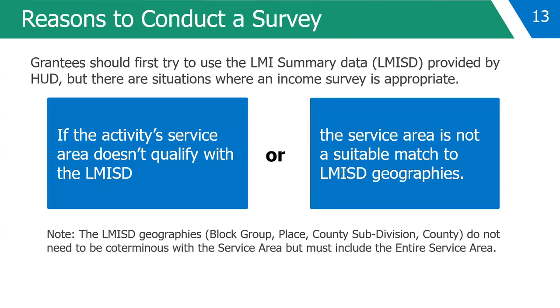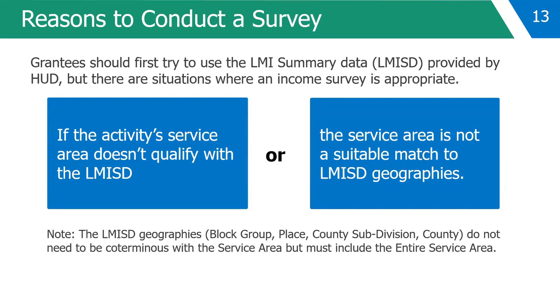So here are some of the reasons to conduct a survey. As Robert mentioned, sometimes the service area doesn't match the HUD-provided summary data, the LMISD. In some instances, the area may fit into ACS boundaries, but you have reason to think the ACS data are inaccurate. Here are some examples. If the unit of general local government knows that the income characteristics of the service area may have changed recently, that's a reason you might want to conduct a survey.